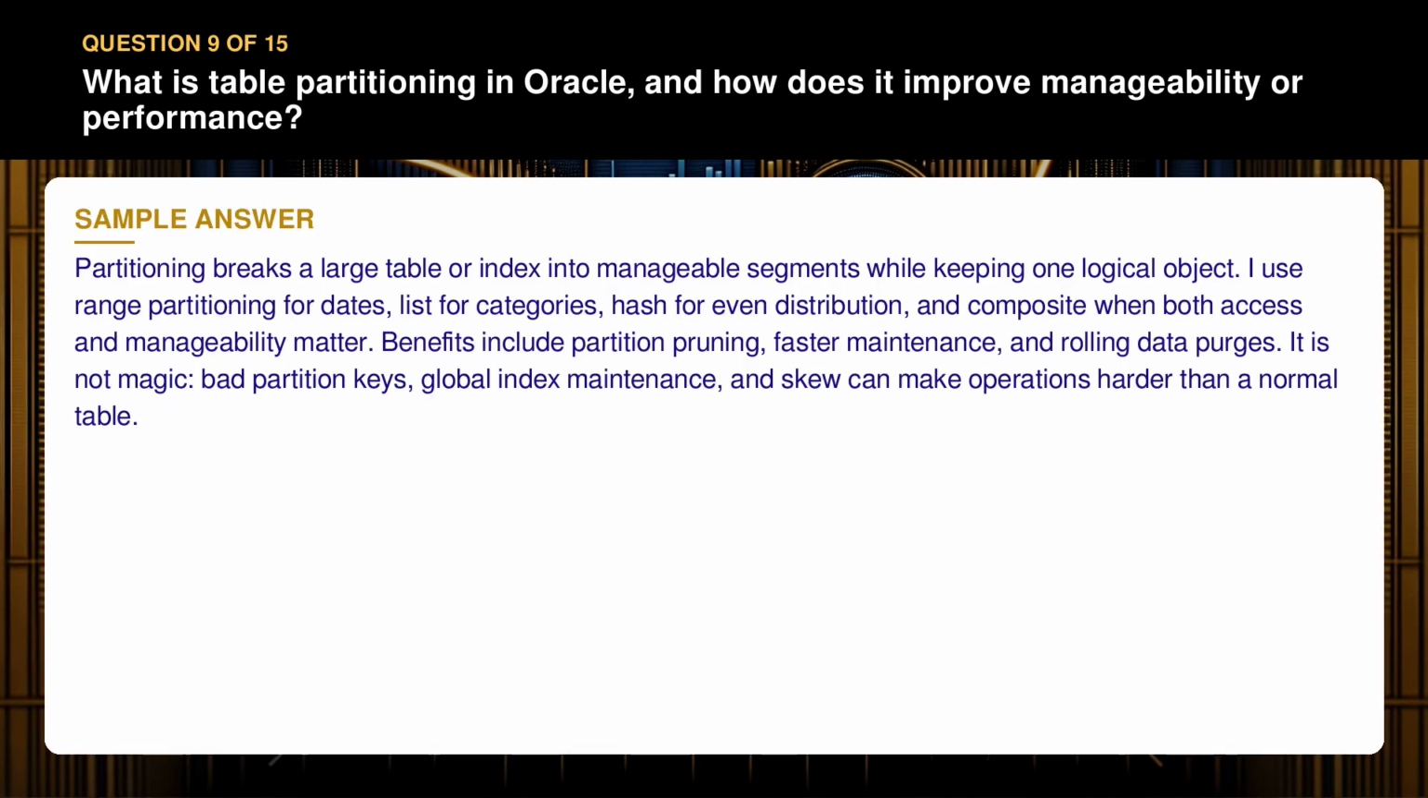Partitioning breaks a large table or index into manageable segments while keeping one logical object. I use range partitioning for dates, list for categories, hash for even distribution, and composite when both access and manageability matter. Benefits include partition pruning, faster maintenance, and rolling data purges. It is not magic. Bad partition keys, global index maintenance, and skew can make operations harder than a normal table.